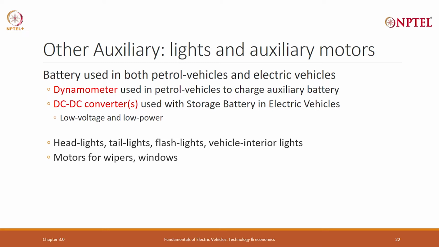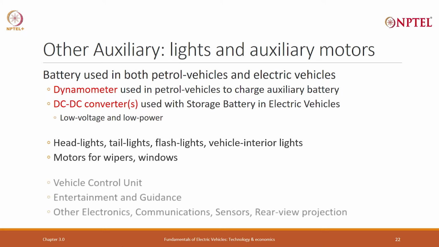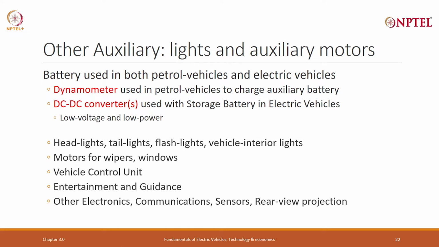There is so much electrical in a vehicle, there is so much electrical wiring. There is typically a vehicle control unit. Entertainment and guidance has become part of a vehicle. Other electronics, communications, sensors, rear view projection, and you are adding more and more electrical and electronic stuff in a vehicle.